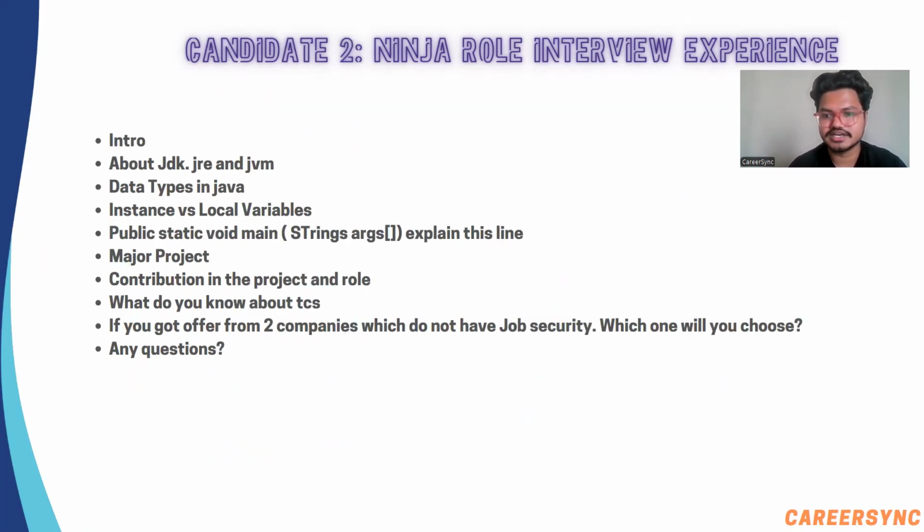Now, for the next candidate, you can see he started with the introduction and directly went to what is JDK, JRE, and JVM. The next question was data types in Java. Like there are two types of data types, primitive and non-primitive, and maybe he goes further in that. What is the difference between instance variable and local variables, right? And one more question: public static void main string arguments. Explain this line. It is the starting point of your program, so he has to explain it.